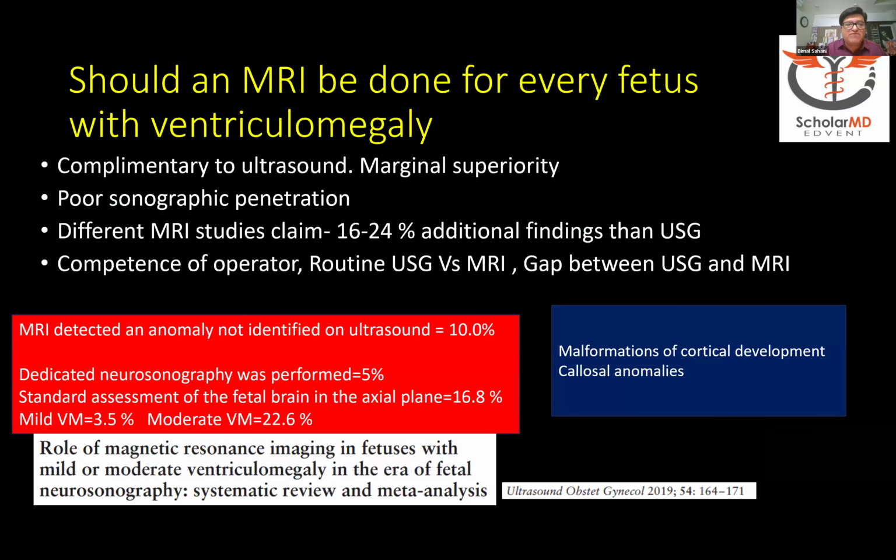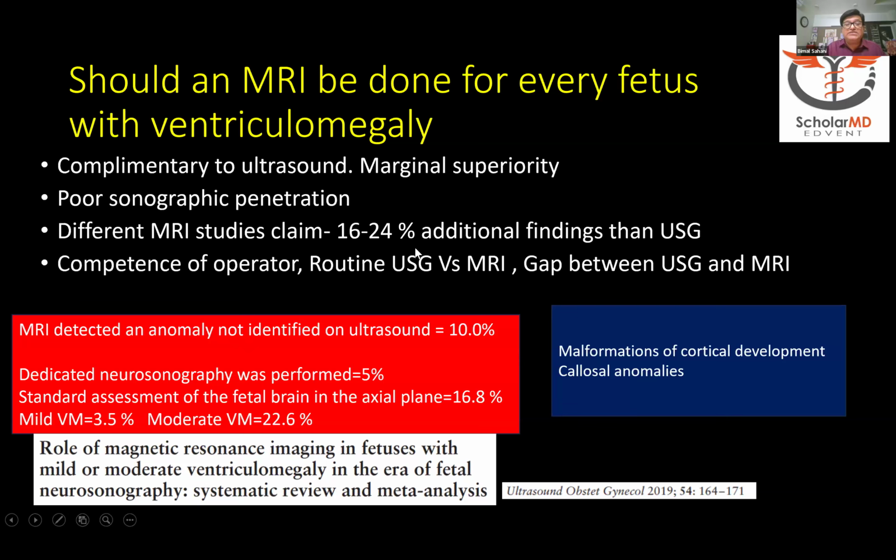Should an MRI be done for every fetus with ventriculomegaly? See, MRI is definitely complementary to ultrasound, and gives marginal superiority. It is good in cases of poor sonographic penetration and when the fetus is in a breech presentation. You're not able to get a good neurosonogram done because of the fetal position, because of a breech position, and so you're not able to do a TVS. Definitely MRI is indicated.